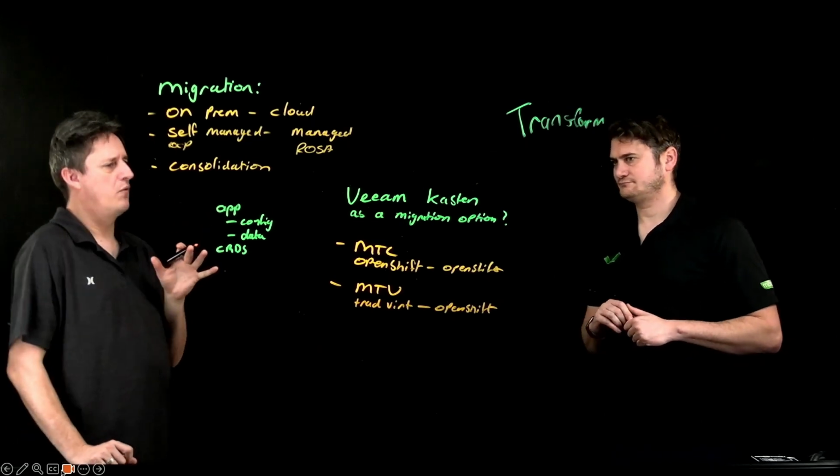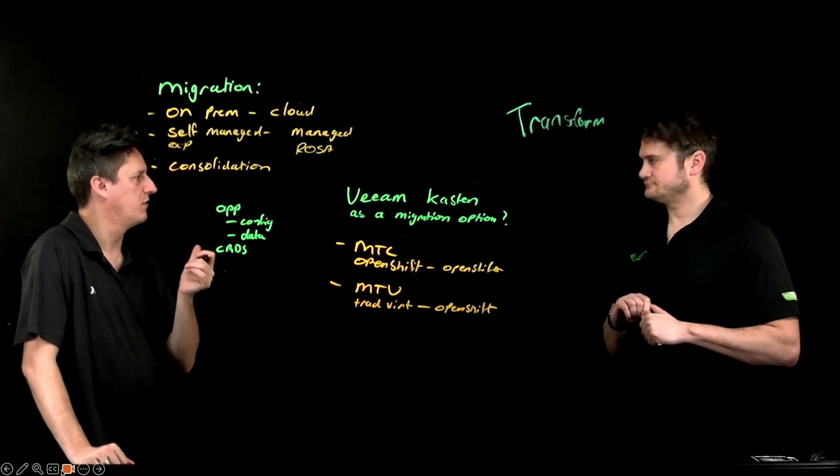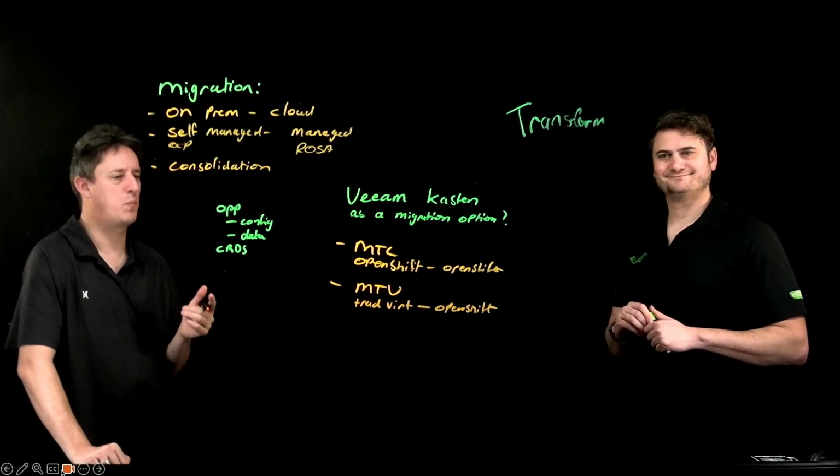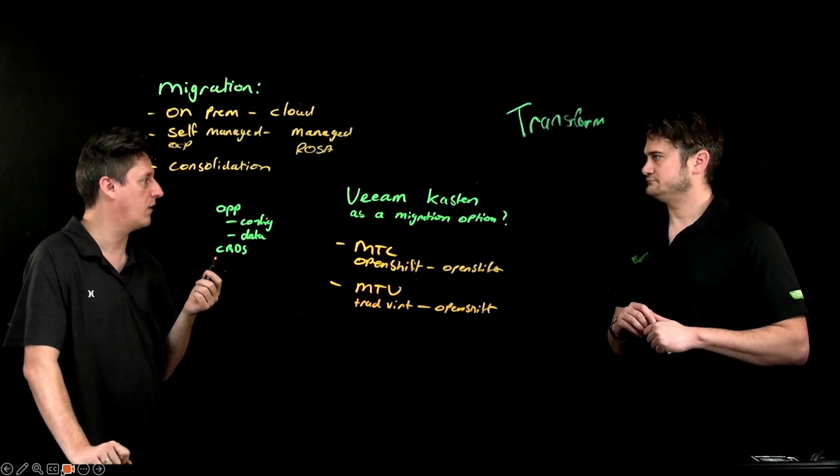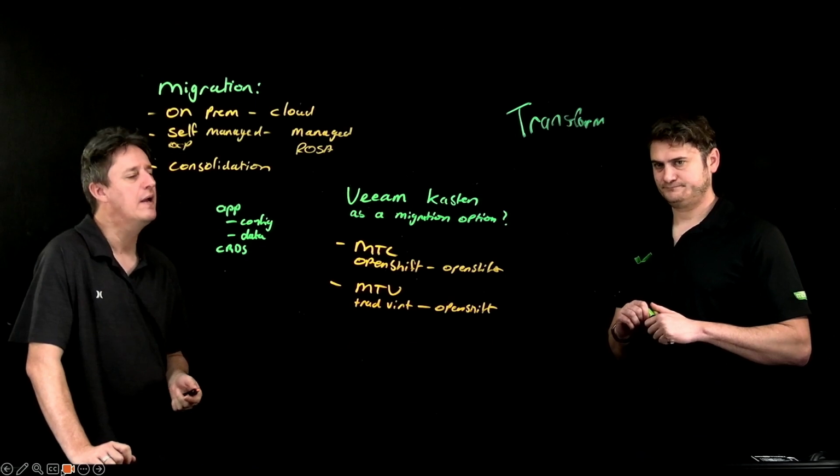Kasten is available on the Red Hat Operator Hub. It is available on AWS Marketplace. We've got a pay-go option. We've also got a one-year sort of terms.